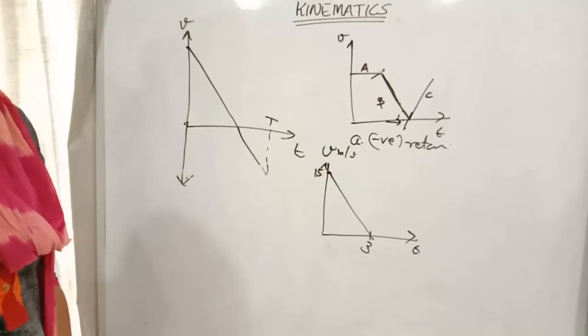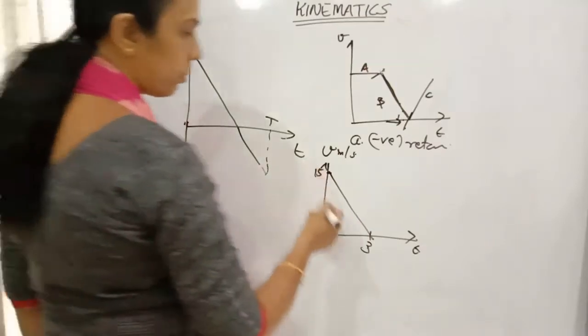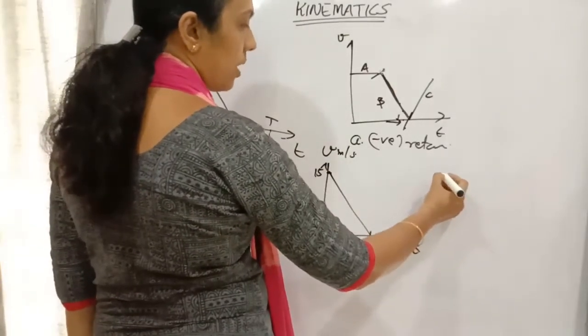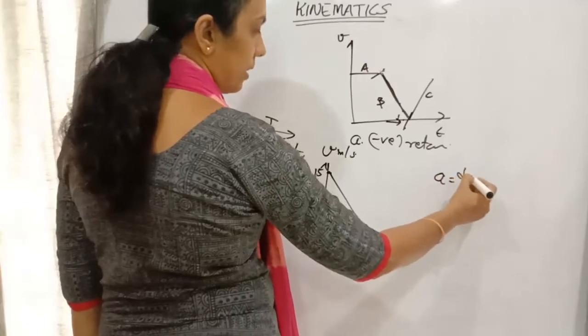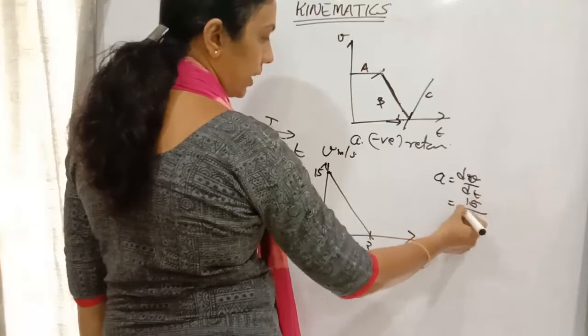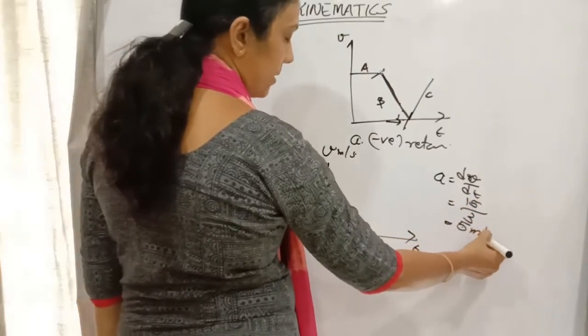How can we find out the acceleration? Slope of the graph will give you acceleration. Slope means, see here, slope of dy by dx. So acceleration equals dv by dt. What is the change which is happening? 15 divided by 3. So it is 5 meter per second.